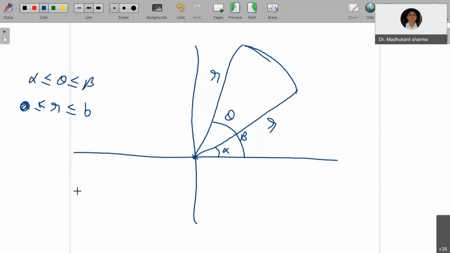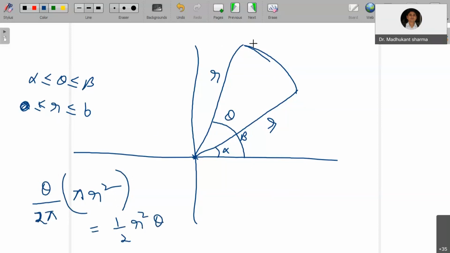Okay. Area of the circle is pi r square, right? The radius r. That's very well known. Now this is the area when theta is from 0 to 360 degrees. So this part can be given by, in radians, 360 is 2 pi, right? So theta by 2 pi times pi r square will give you the area of this part. So that will give you 1 by 2 r square theta. So that will be the area of this polar rectangle.